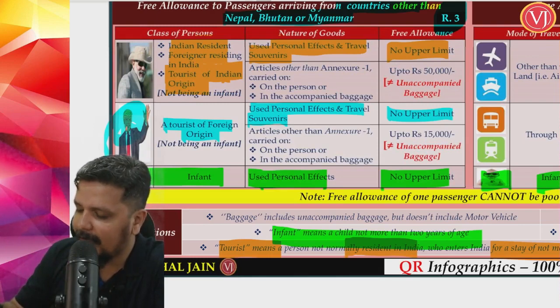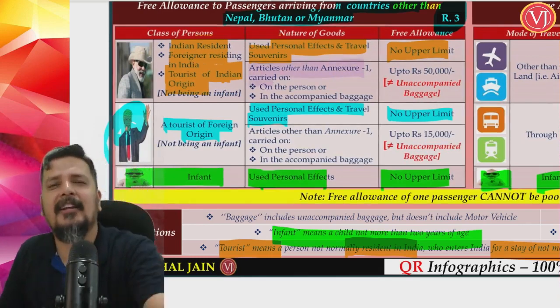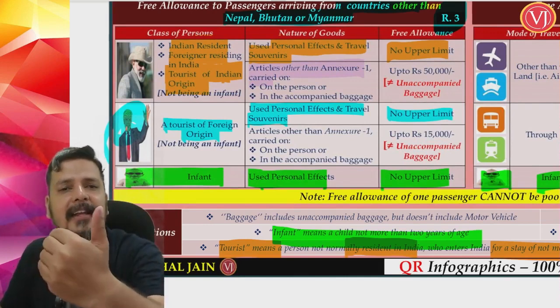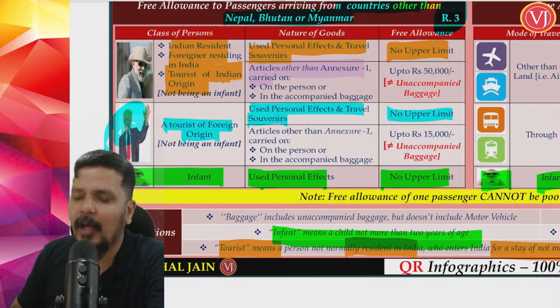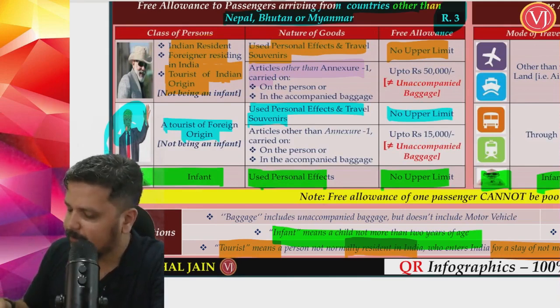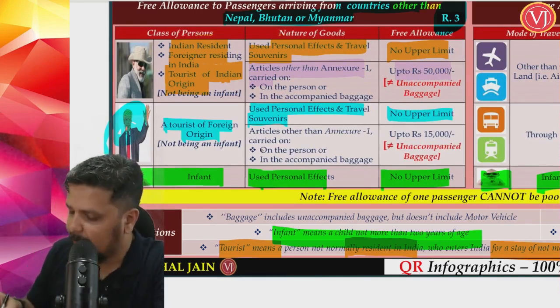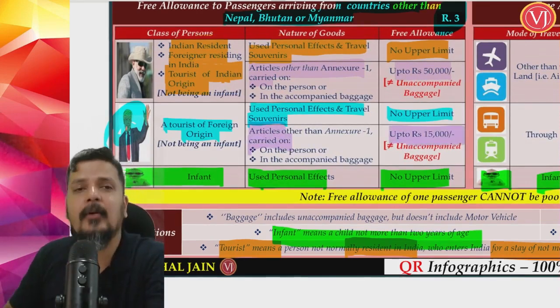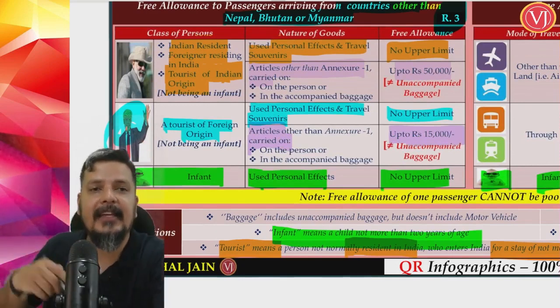For your new items, where you're talking about articles other than Annex 1, don't remember Annex 1. Annex 1 benefit is not there in any of the rules. Just remember for your new items, the limit is 50,000 for the first category and 15,000 for the second category.